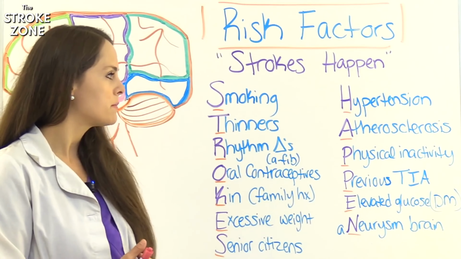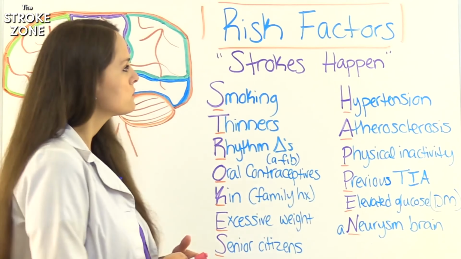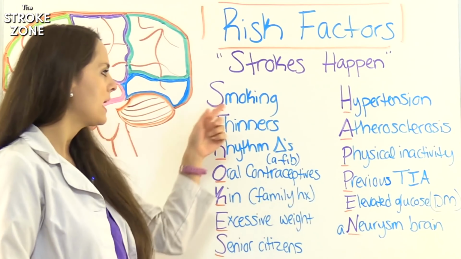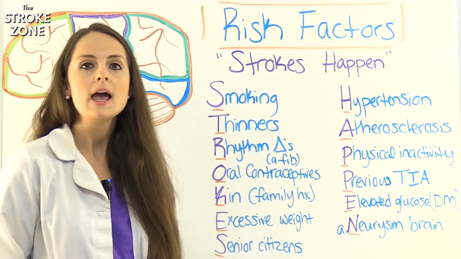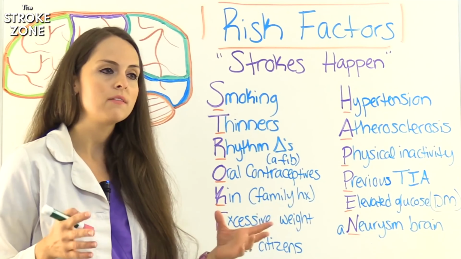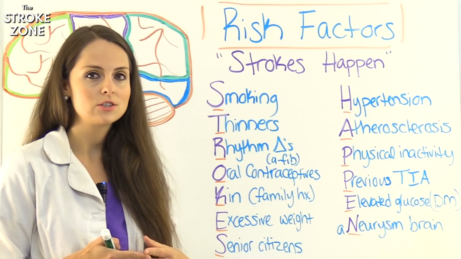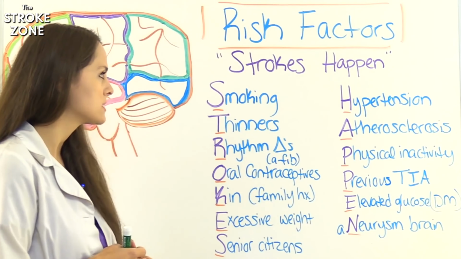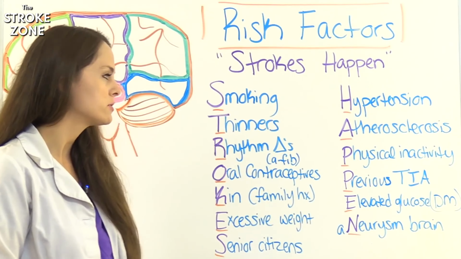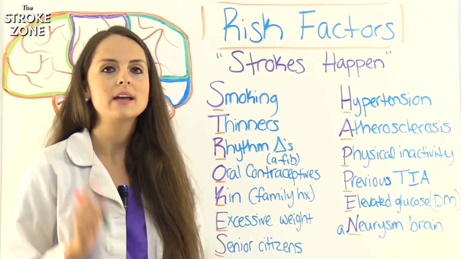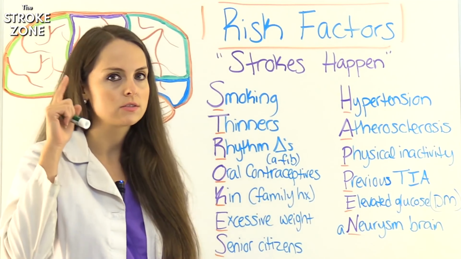So to help us remember all those risk factors, let's remember the mnemonic strokes happen. Okay, S for smoking. Smoking decreases the integrity of those blood vessels, so they don't work as well as they should, which can increase the chances of a stroke. T for thinners, specifically blood thinners. If a patient gets their blood way too thin, that increases the risk of one of those vessels busting in the brain.